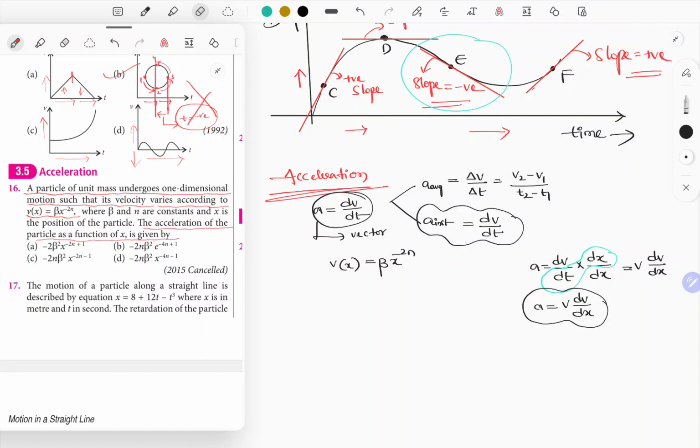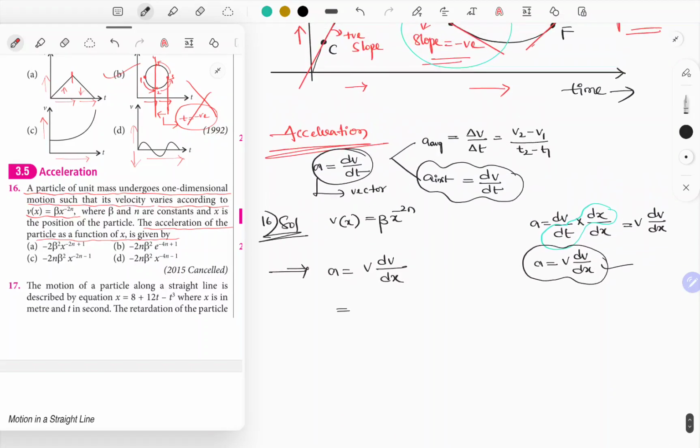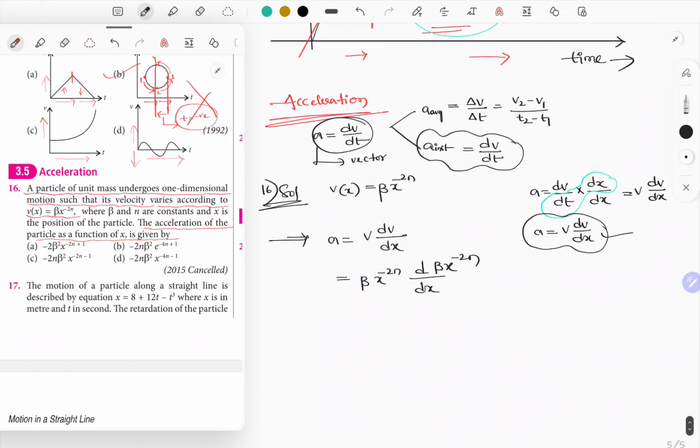Now let's look into the problem. Question number 16, solution. They have given the velocity of the particle with respect to position, and we have to find the acceleration with respect to position. Tell me, what's the formula for acceleration with respect to position? Just now derived: a is equal to v into dv by dx. So what is v here? V is nothing but beta into x power minus 2n. Then d by dx of what's the value of v, beta into x power minus 2n. Beta is constant here, so it comes as a multiplier.